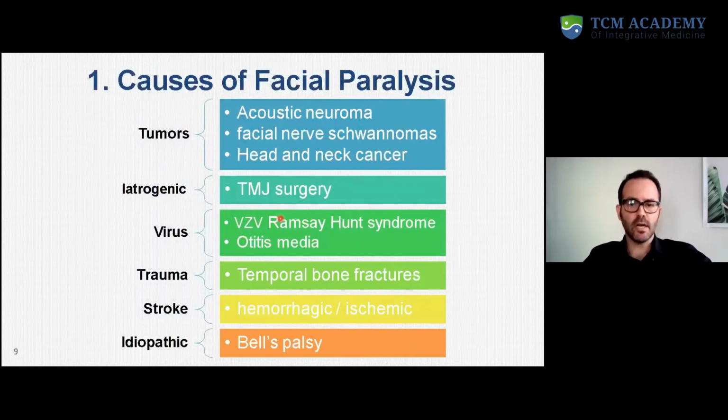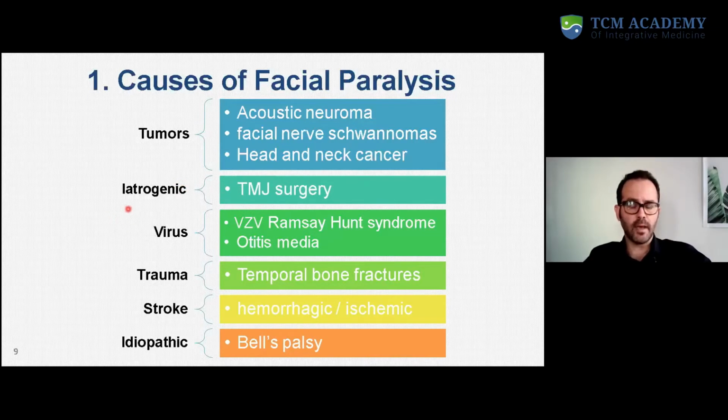Causes of facial paralysis are quite varied. As you can see, there are many different factors that can cause facial paralysis. One of them is tumors, different types of tumors along the lower motor pathway, either benign or malignant. The majority of these patients who suffered from tumors will develop facial paralysis after the resection of these tumors. Another cause of facial paralysis is iatrogenic factors, for example TMJ surgery.